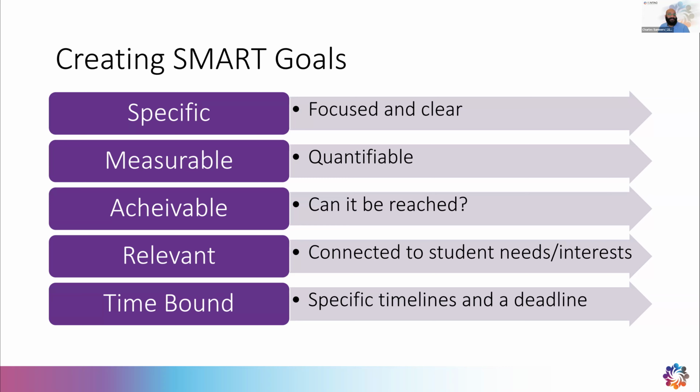We also want to make sure that they're relevant. We want to make sure the goals connect with student needs and interests, as well as program goals. And using that data that we just talked about, that's how we make sure that the SMART goals we're developing are relevant. And then last, we want to make sure they're time bound. We want them to have specific timelines and a deadline, so that we can reassess once we've delivered something based on these SMART goals.